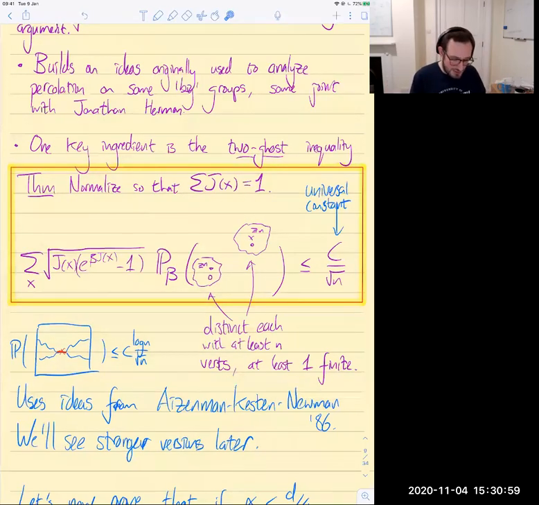It's also better suited to graphs other than Z^d, and even in Z^d, even in nearest neighbor percolation, it's stronger than this because you use volumes instead of radii.